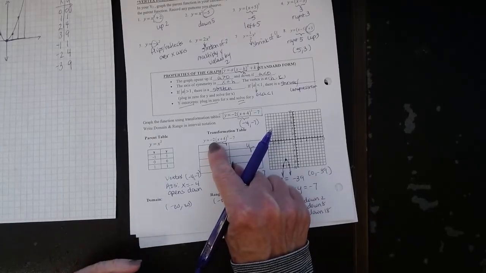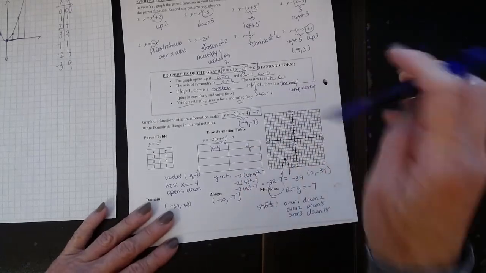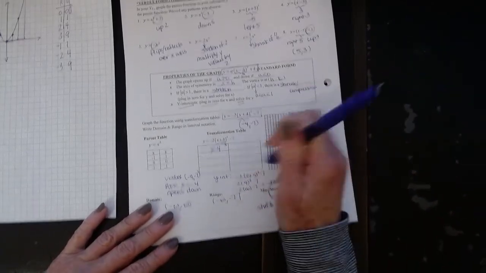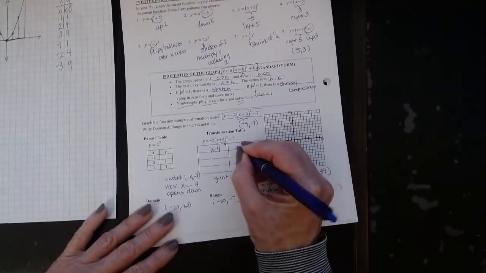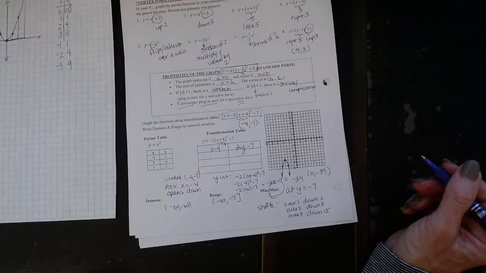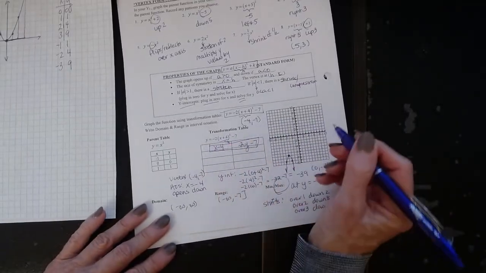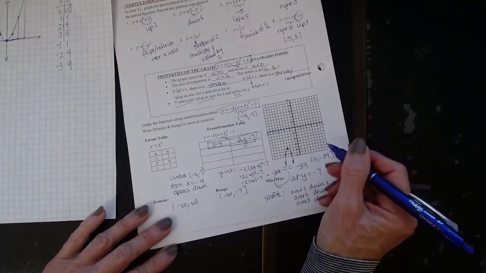The 2 is the stretch, and that's a multiplier. So you're going to have -2 times y. And then you're just going to put the -7 at the end. So you need to be able to set up the top of the transformation table every time.